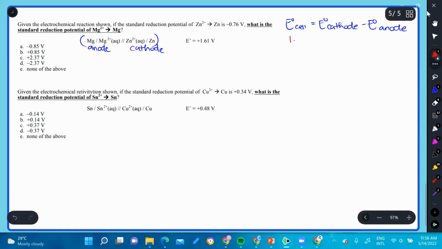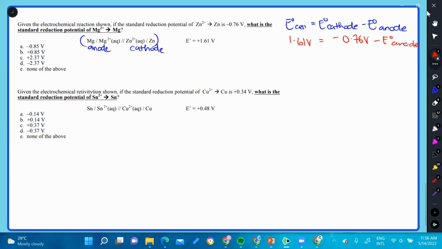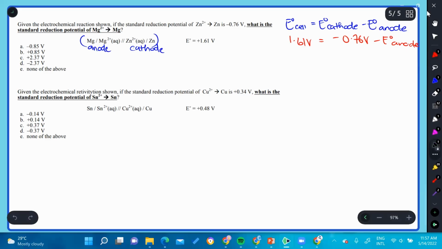All right, so what do you know? The E naught of the cell is 1.61 volts. That's equal to the cathode value, which is negative 0.76 volts, and we'll subtract the E naught of the anode value. Now the anode term here is negative, so you need to get it as positive. To do that, we want to bring it over to the other side of the equation. That's just the easiest way, because if you don't, you're going to have to divide by negative 1 when you're done, and we don't want to take that extra step.